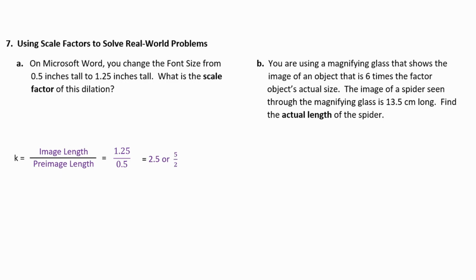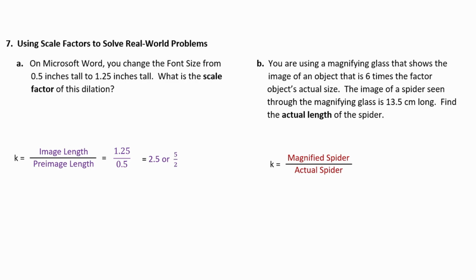In part B, it says you are using a magnifying glass that shows the image of an object that is 6 times the object's actual size. And then it says the image of a spider seen through this magnifying glass is 13.5 centimeters long. Find the actual length of the spider. So we can set things up similarly here. I can still set up this relationship that I know my scale factor is going to be equal to the magnified spider's length divided by the actual spider's length.